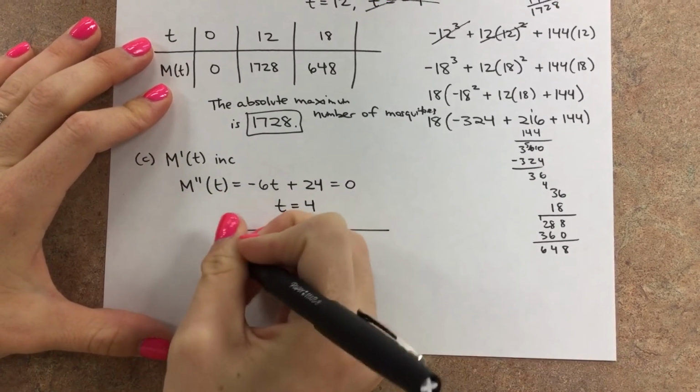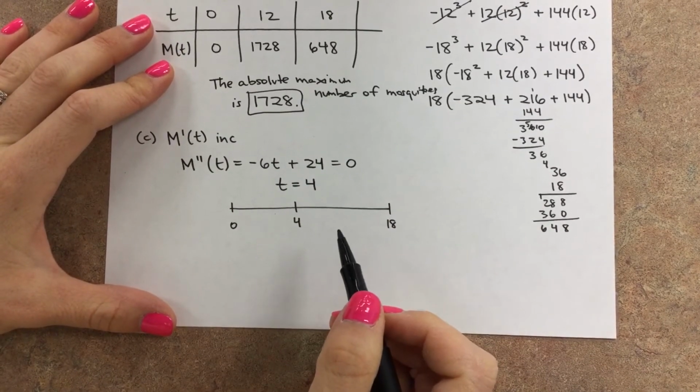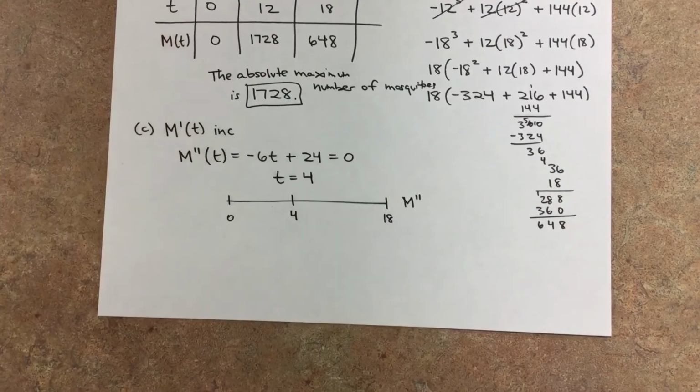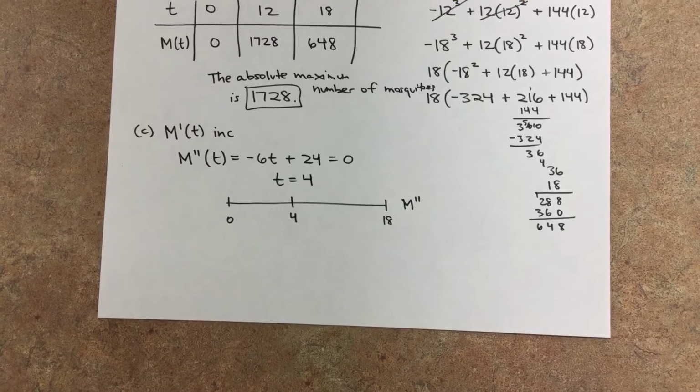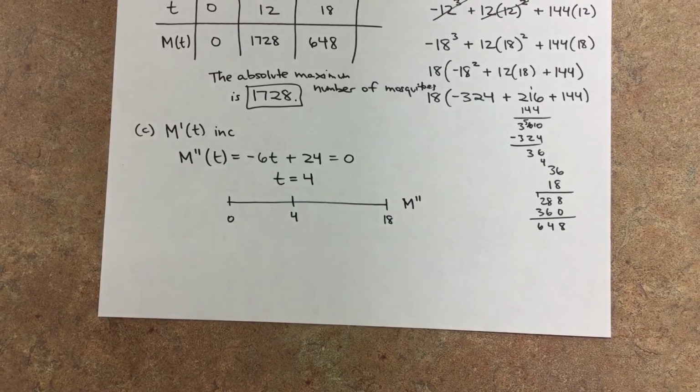Now we have a restricted domain, so you want to make sure that any test values you're using stay within that restricted domain. I always label my sign charts so you know what you're plugging back into. We want to know the sign of the second derivative. So you don't plug it into the first derivative, you don't plug it into the original. We want to know when that second derivative is positive or negative.